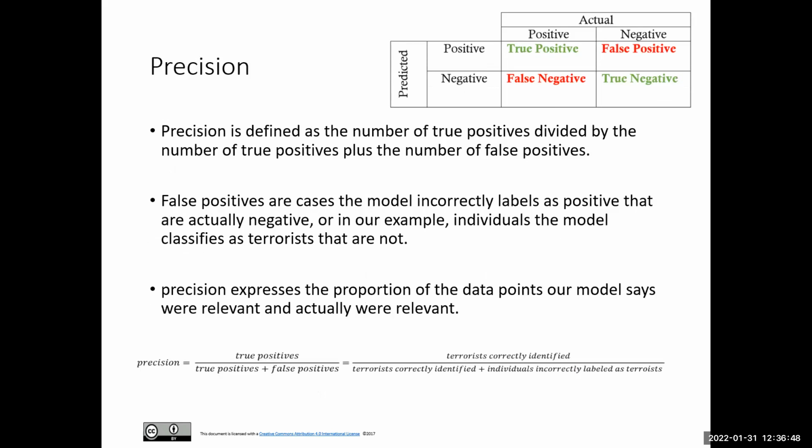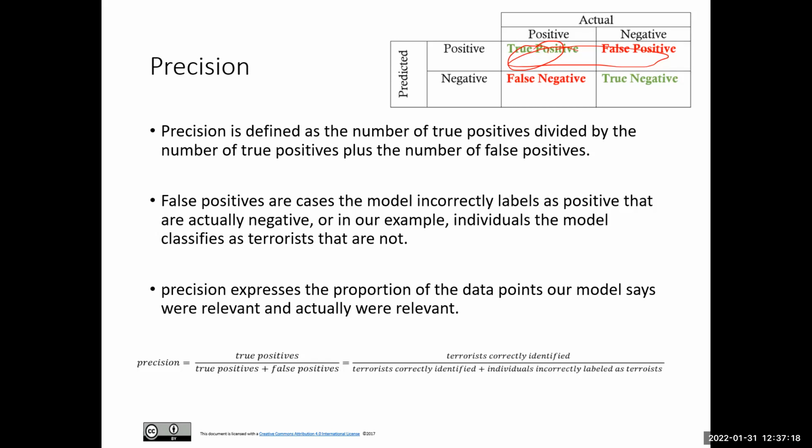All right, so precision is defined as the number of true positives divided by the number of true positives plus the number of false positives. So you can see it's what we had said before. False positives are cases the model incorrectly labels as positive that are actually negative. Or in our example, individuals the model classified as terrorists that are not.